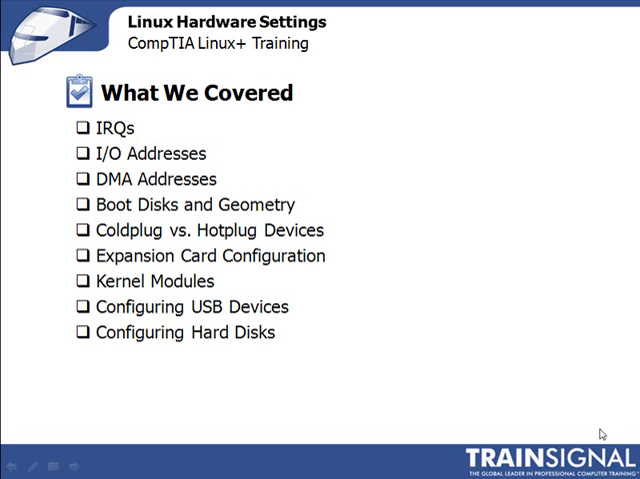To recap though, in this lesson we began with a look at IRQs and how they're used by the system hardware to gain the attention of the CPU. Then we talked about how I/O and DMA addresses are used to handle communications between hardware and the operating system. We reviewed boot disks, the difference between cold plug and hot plug devices, and expansion cards and how they're configured. Next, we covered Linux kernel modules, and this lesson concluded with a look at USB and hard disk device configuration.